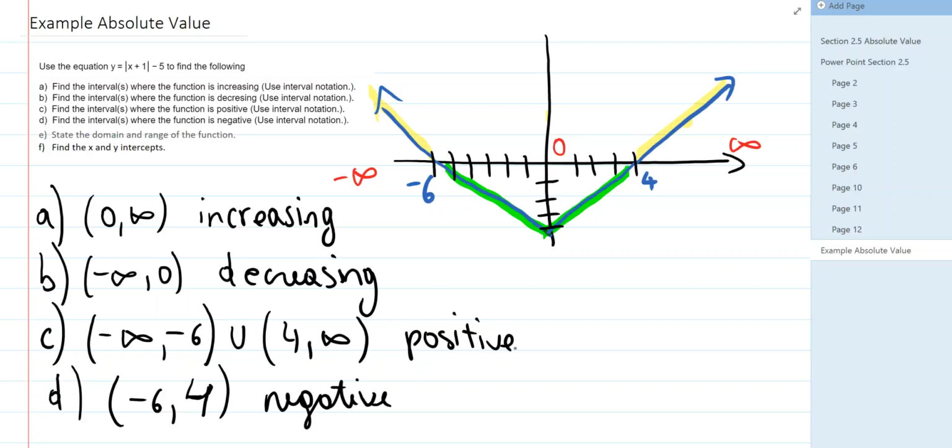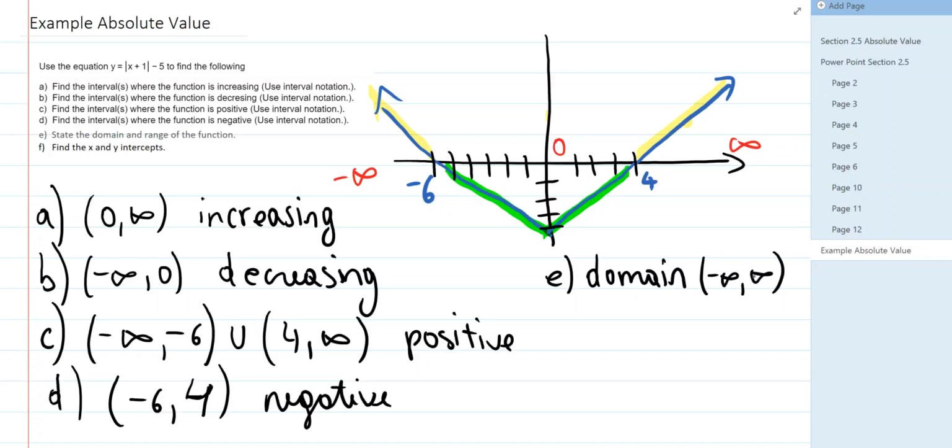Okay, the domain and range of the function. You notice that I can input any x. Let's say x is 100, I have a y value. Or I can put x is negative 10, I have a y value. So any x's are good. The domain of the absolute value function is all real numbers. So for E, the domain is all real numbers, and we write that negative infinity to infinity.